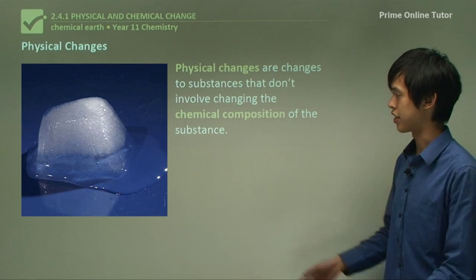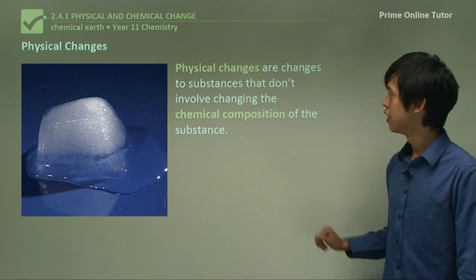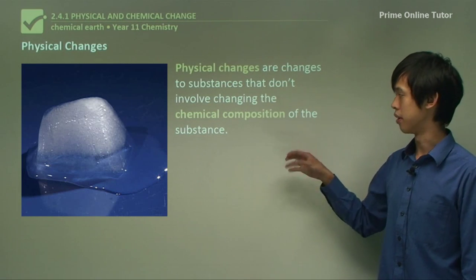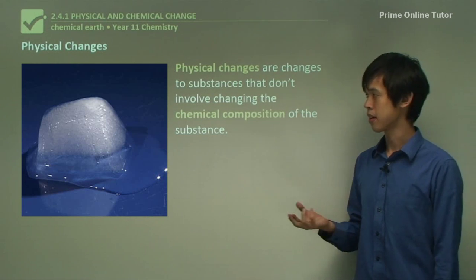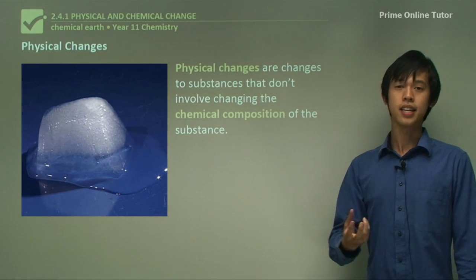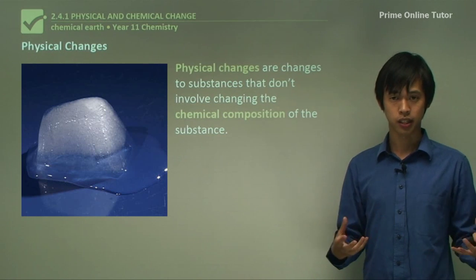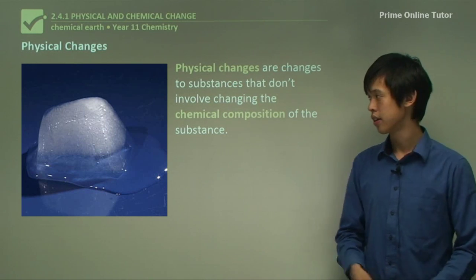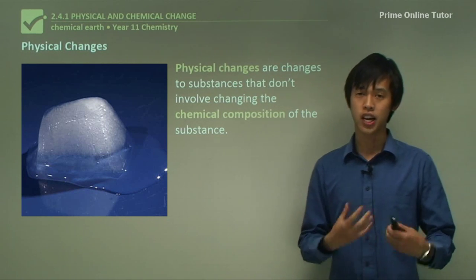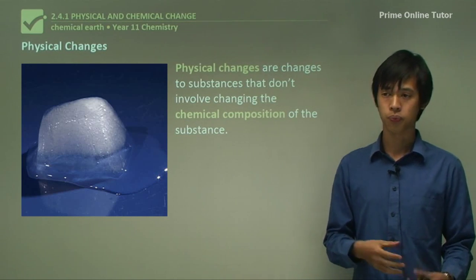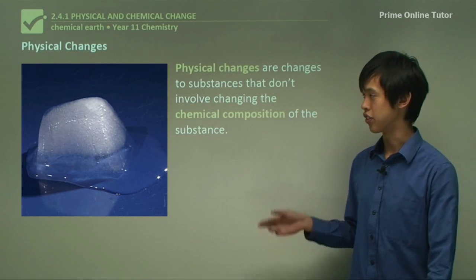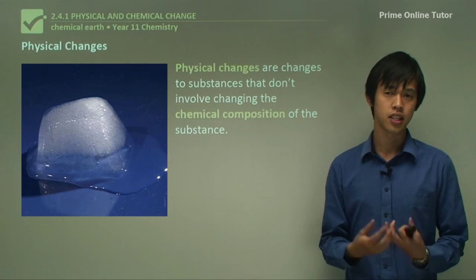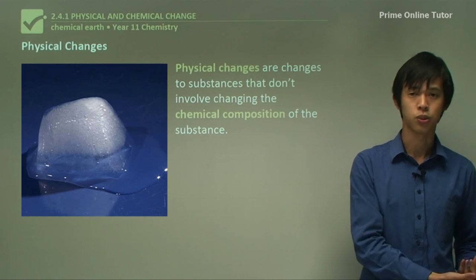Firstly, physical changes. Remember, it's the ice melting. Physical changes are changes to substances that don't involve changing the chemical composition. What does that mean? Well, when you melt ice, nothing has actually changed chemically. You've still got water that was a solid and is now a liquid. If you want to do a physical change, you can't change what the substance is made out of. If I could somehow magically change the water into gold, that would be a chemical change, because I've changed that water in the ice into a new substance, which we'll call gold.